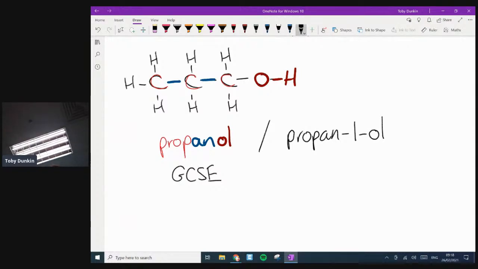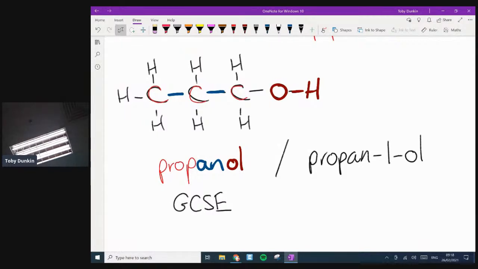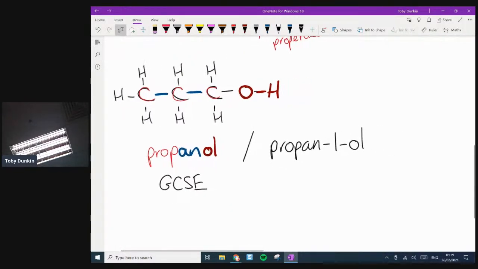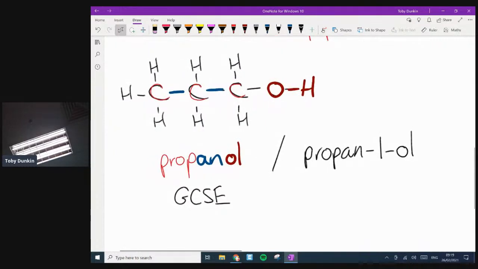At GCSE, they wouldn't care. At A-level, they would. But at GCSE, it will just say in the mark scheme, ignore any numbers. I don't know why you'd add in a two on that one, but with the number, I totally get it. If you're not confident with the numbers, just don't include them. GCSE genuinely doesn't require them, but it's nice to get the good practice in. So we've got propanol.